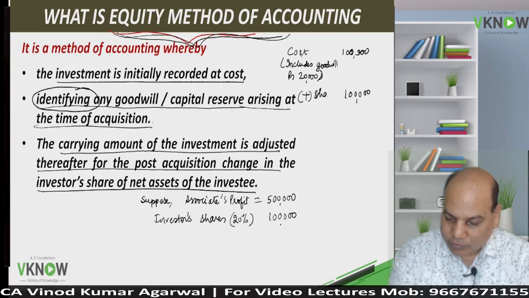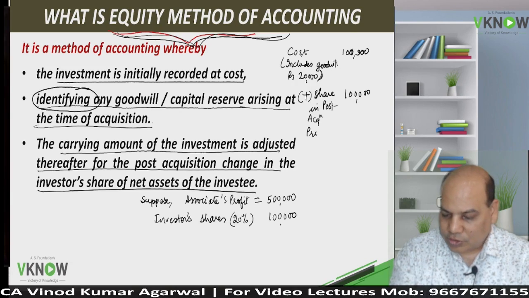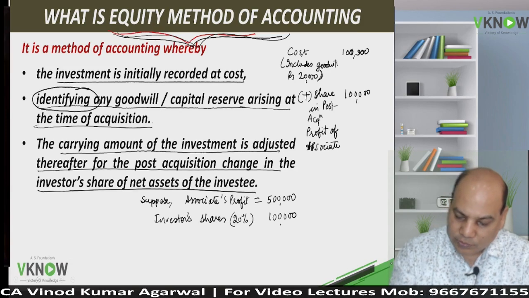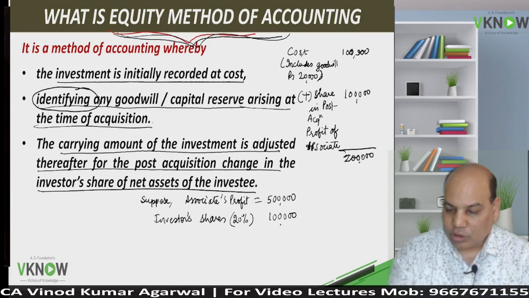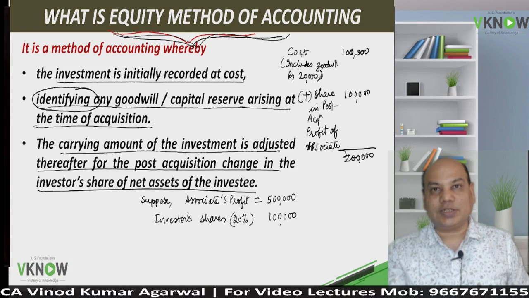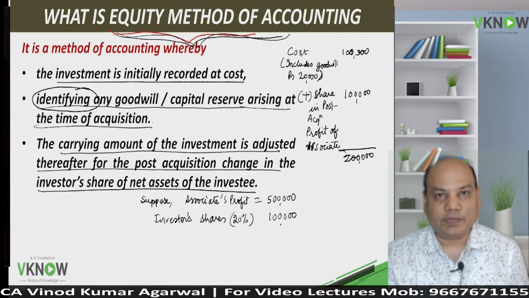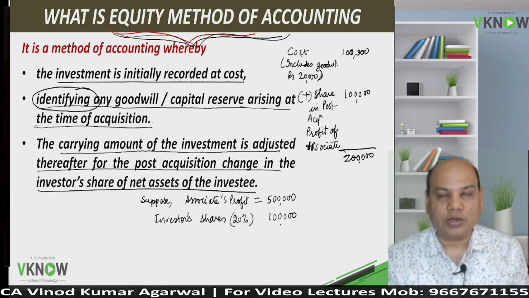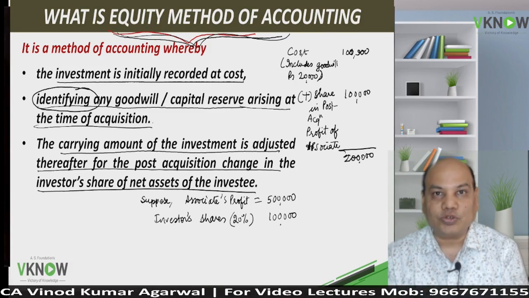add share in post acquisition profit of associate. So that will make it 2 lakh. All this is happening in the consolidated financial statement. And where is the second effect? The second effect will be given in the consolidated P&L account.